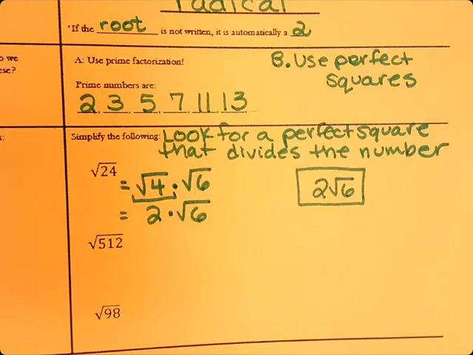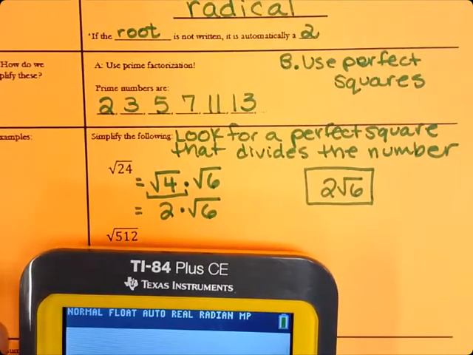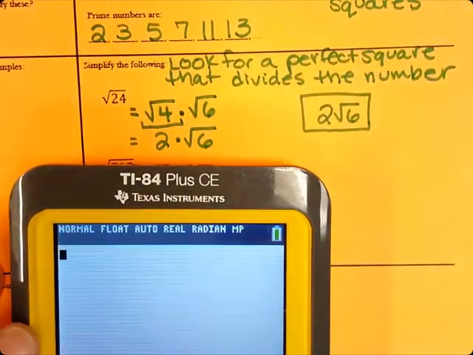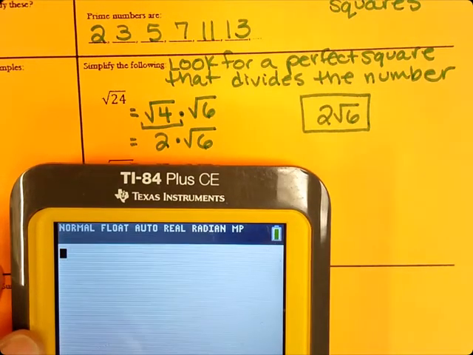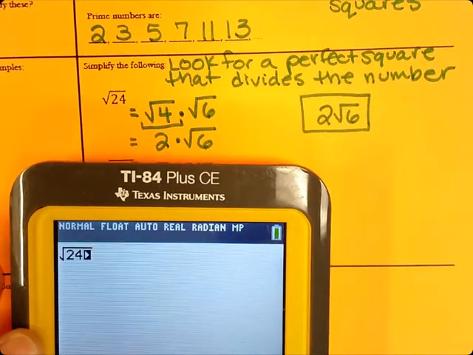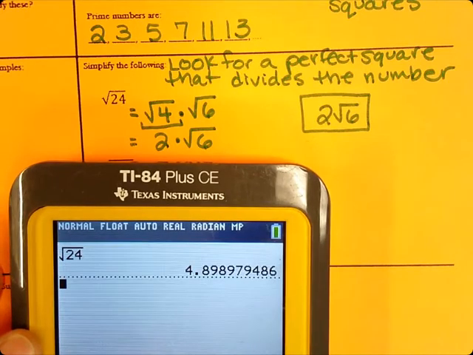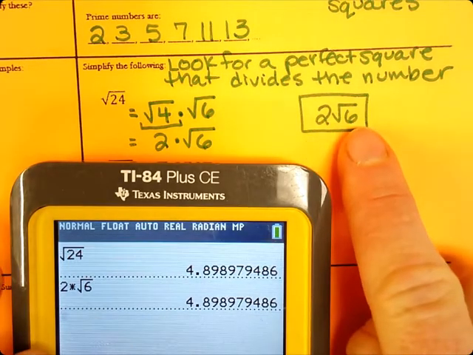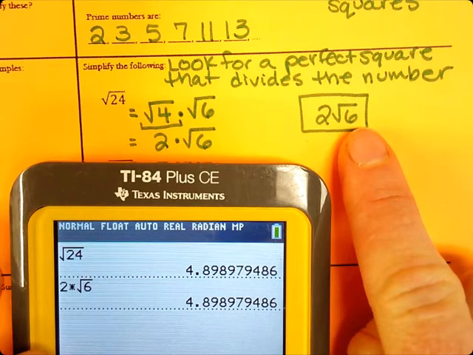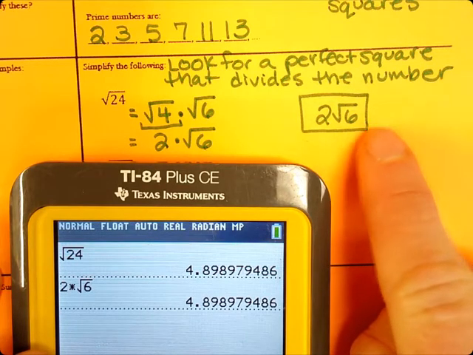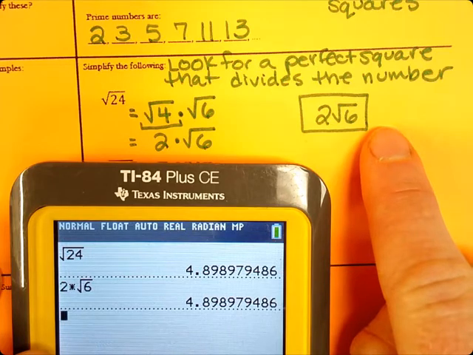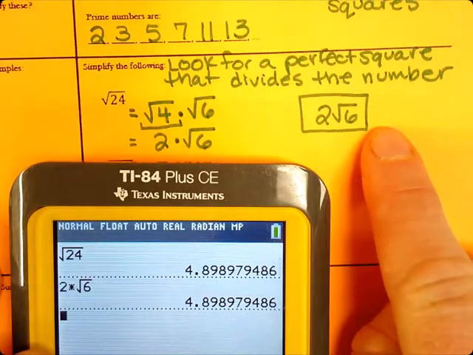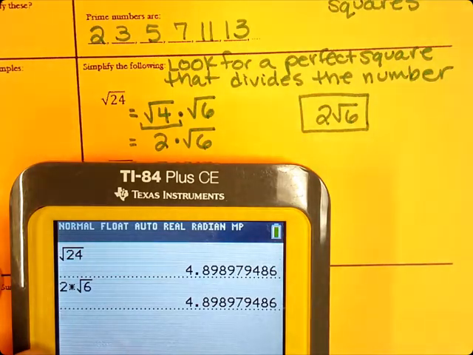So the way we would check that would be to put them both in the calculator and see if they are estimated to be the same as a decimal. So do square root of 24, and then 2 times square root of 6. They're the exact same. This 2 square root of 6 is called an exact answer or exact solution. We use this in algebra with the quadratic formula, and then you'll use it again in geometry and algebra 2. So that's why you need to know how to simplify them.